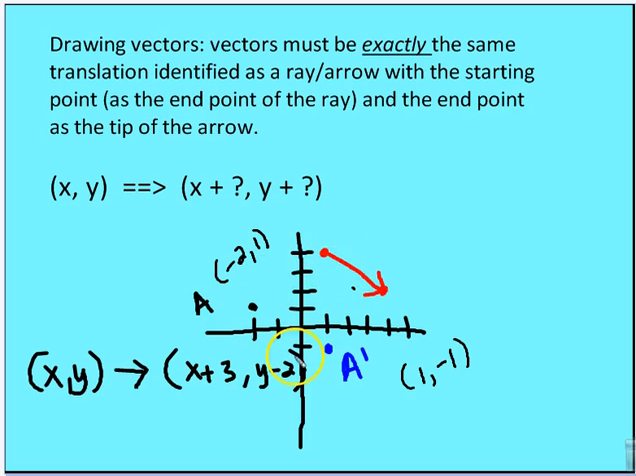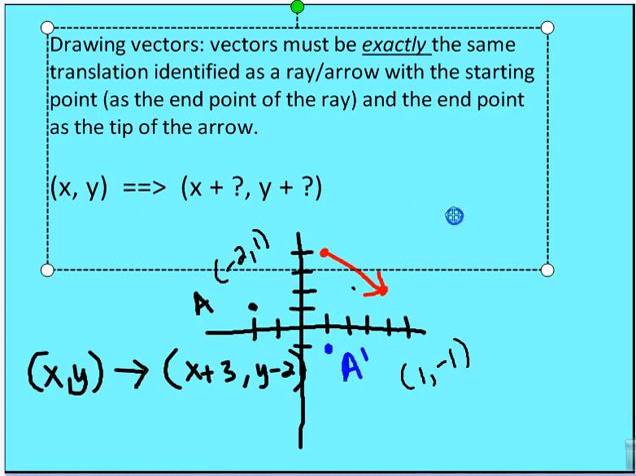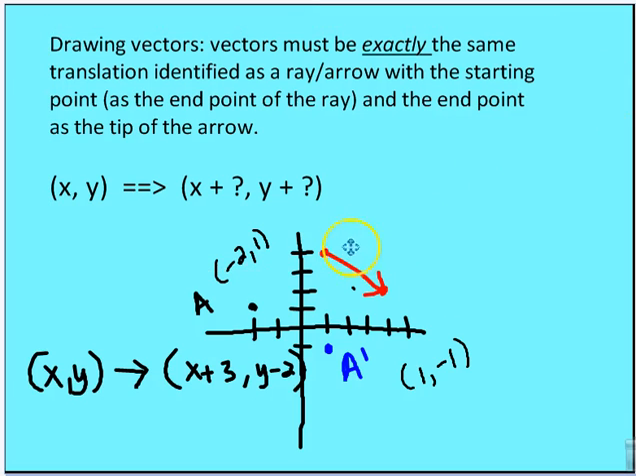So the vector can be anywhere in this vicinity, within a reasonable number of units from the pre-image and the image. And so we draw the vector here. It doesn't have to connect the pre-image and the image. It just has to be the same length and the same direction as the line segment that's joining A to A prime. So drawing a vector, vectors must show exactly the same translation, identified as a ray or arrow.